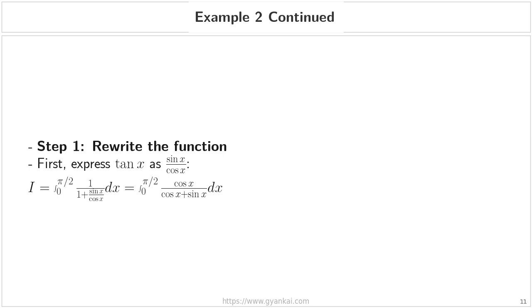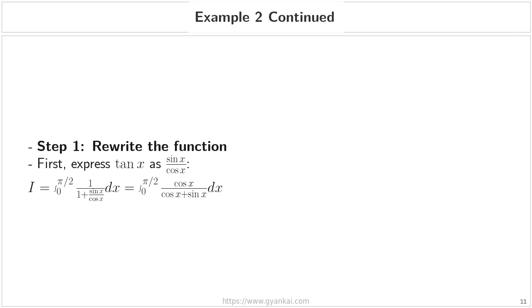This gives us the integral from 0 to pi over 2 of 1 divided by 1 plus sine of x divided by cosine of x, with respect to x. To simplify this further, we can multiply both the numerator and the denominator of the inner fraction by cosine of x. This eliminates the fraction within a fraction. Doing so, we get the integral from 0 to pi over 2 of cosine of x, divided by cosine of x plus sine of x, with respect to x.